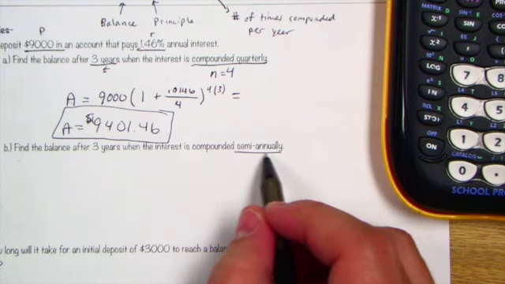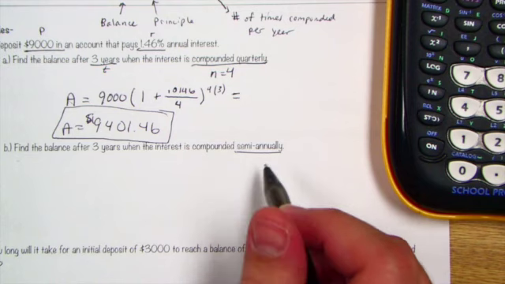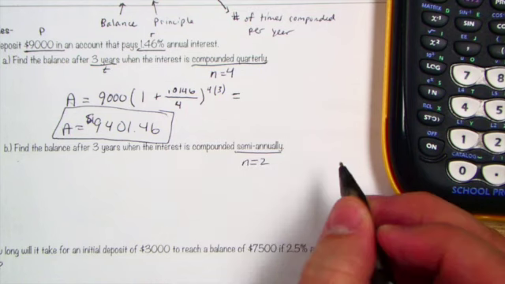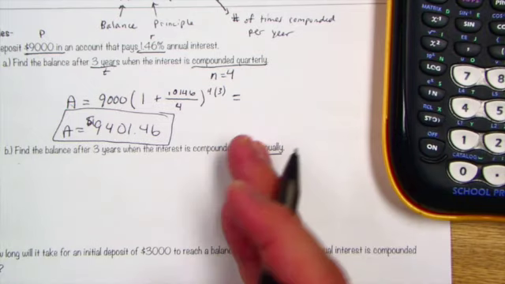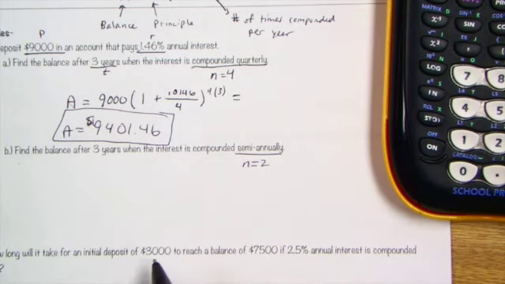Semi-annually, if you think of semicircle as half. Half annually means how many times per year? Well, that's 2. So this means n equals twice per year. Semi-annually is twice per year. So you pretty much do the exact same thing above, except your n value is going to be 2.